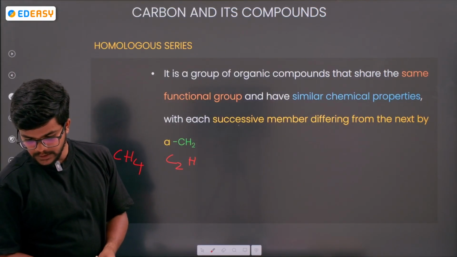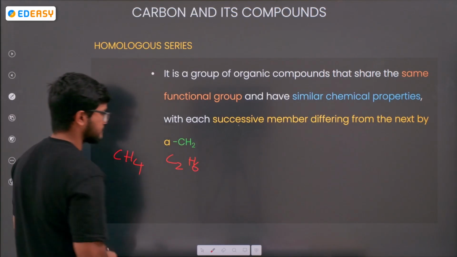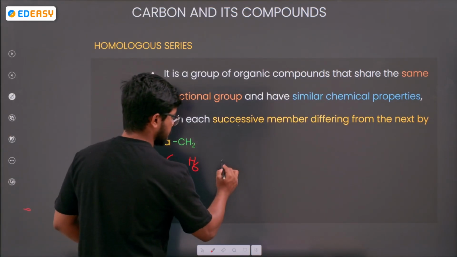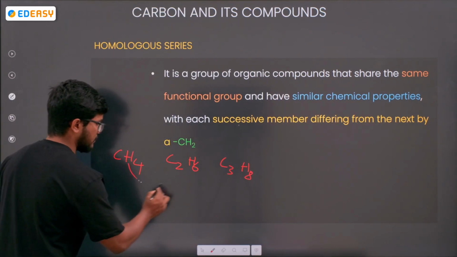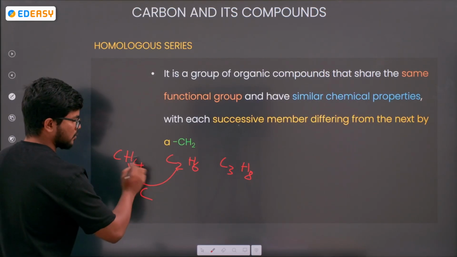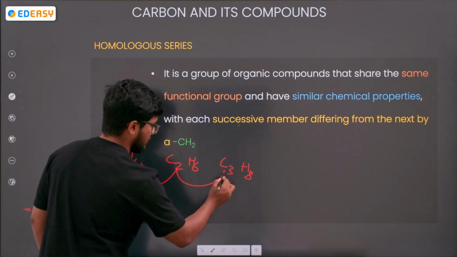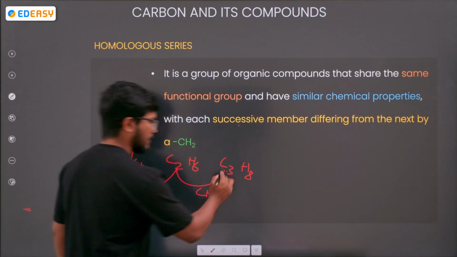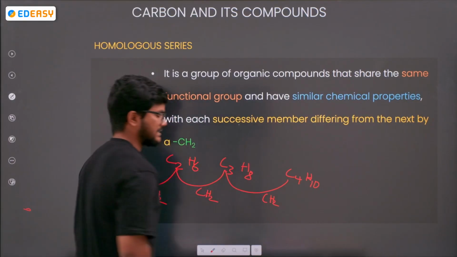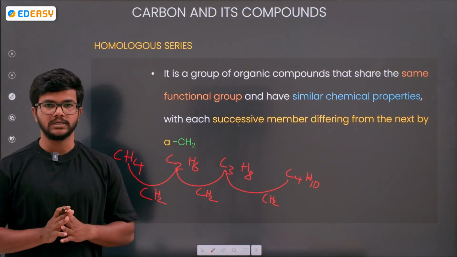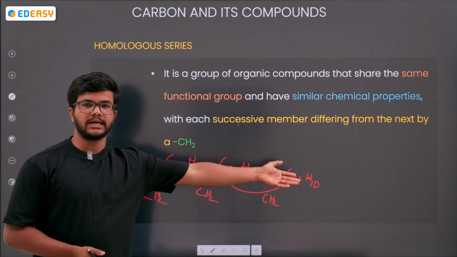For C2, the 2n plus 2 formula: 2 times 2 is 4, plus 2 is 6. Very good. C2H6, and after this C3H8: 3 times 2 is 6, plus 2 is 8. So if you observe here, the difference between the two sequence members is one carbon and two hydrogens. Here also, one carbon, two hydrogens difference. After this also C4H10. So the series with the CH2 difference is called a homologous series. It should have the same functional group. Here all are single bonded compounds, alkanes.